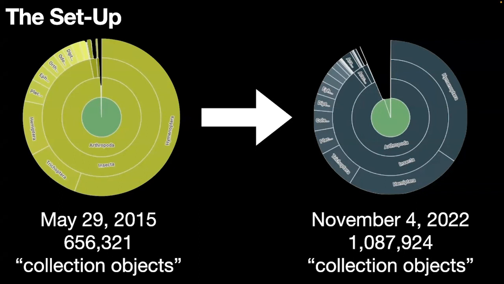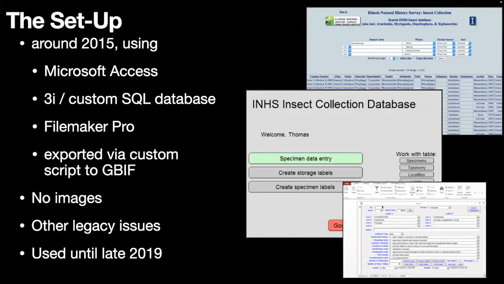So why did it take us so long to get to this many collection objects? What happened in those 7 years? So around 2015, we were still using three different databases: an Access database, a custom SQL database, and FileMaker Pro, and we had to export all of these with a custom script maintained by Dmitry Dmitriev. We couldn't import any of our images. There were a lot of other legacy issues, and we used this until late 2019.